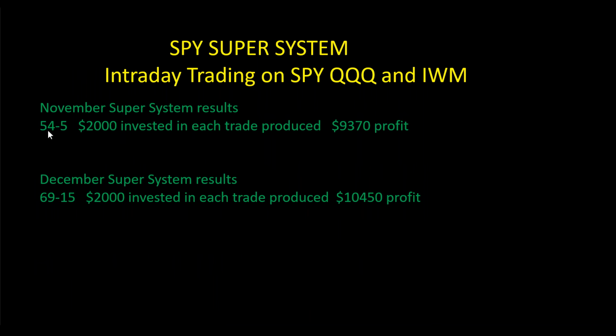This is it in November, 54 and 5. I just added these recently. 93.70, a big month in November. December, 69 and 15. December was a really difficult month for swing trading, but I took a lot of SPY Super System trades. 15 losses is quite a few, but still a little over 10 grand in profits in December. In January, I'm up, I think, about 8,900 right now, with 2,000 in each trade. Okay, so that's what the SPY Super System trade has produced.